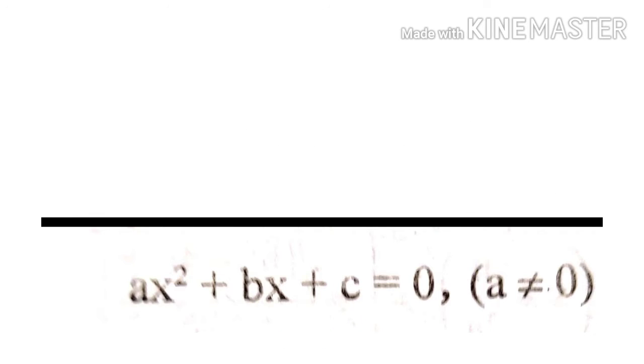In our ongoing discussion, we will use a as the coefficient of x², that is the coefficient of the second degree term, b as the coefficient of the first degree term, that is x, and c as the constant term.